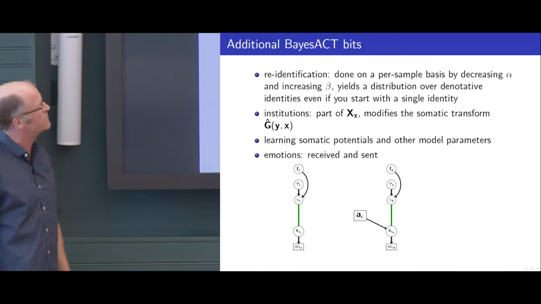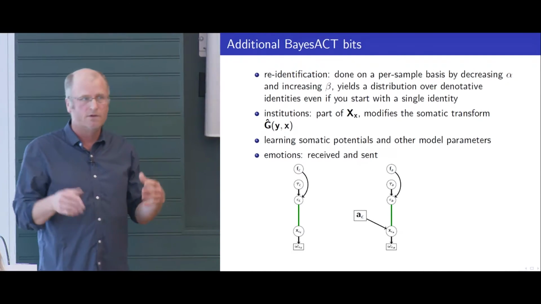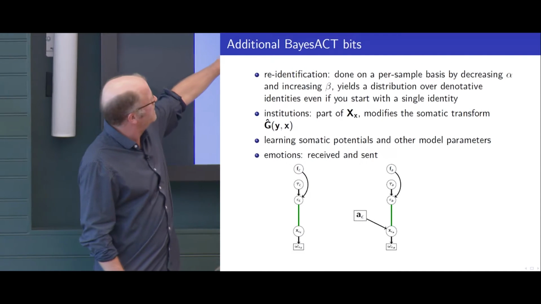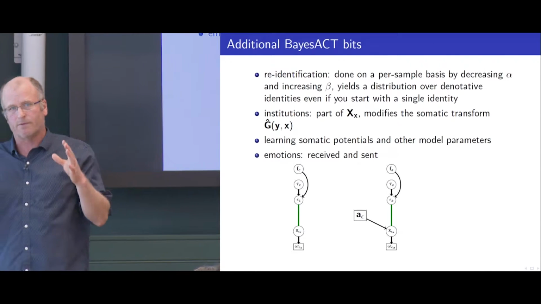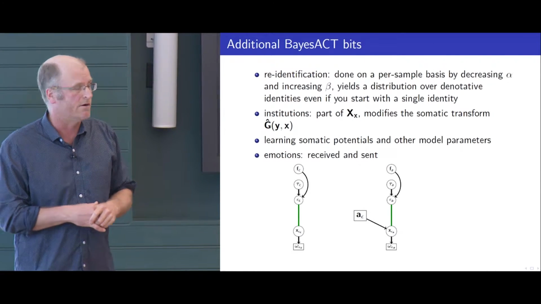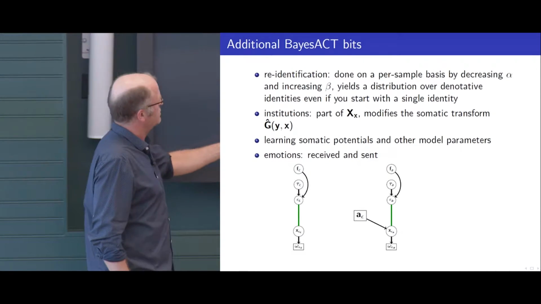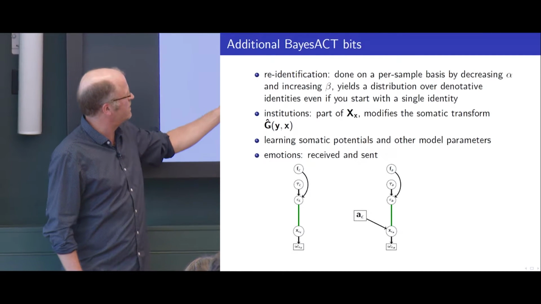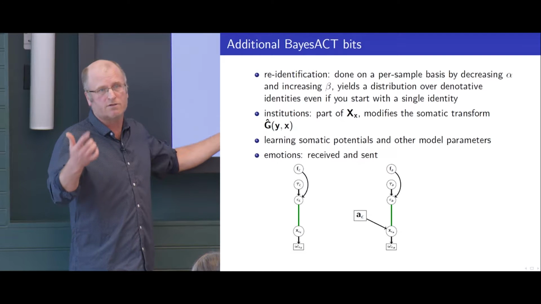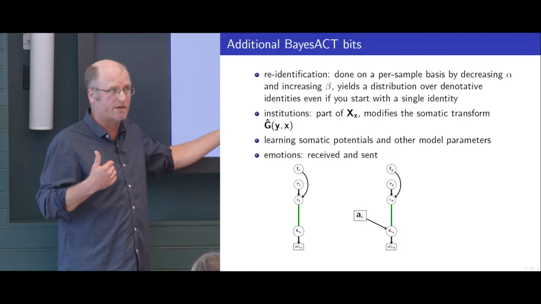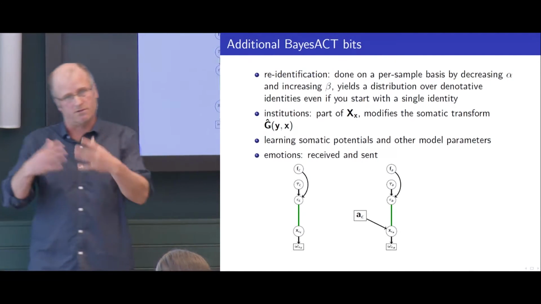Institutions are now part of this X variable. We can talk about that as well later. We can do learning of these somatic potentials, and there's also a fully implemented emotions model in there. And in this case, emotions are differences between fundamentals and transients. And they either create emotional signals being sent by other people that I can observe, or I can send emotional signals to other people.